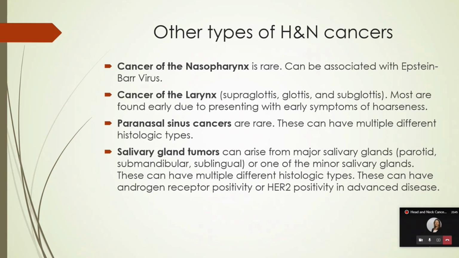And then salivary gland cancers can be very different. These can arise from a major salivary gland. That could be the parotid, submandibular, or sublingual glands. And then there are also several minor salivary glands as well. These can have multiple different cell types. And sometimes they do have a driver mutation, a driver marker, which we can target with treatment. The most common ones for that are either an androgen receptor or a HER2 receptor, which is historically seen in breast cancer, but we can see that in salivary cancers as well.